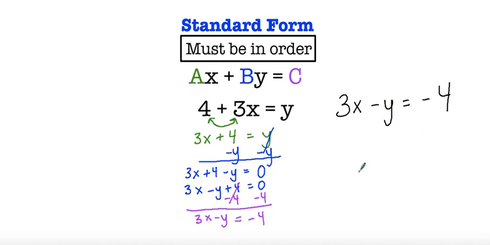You'll see here that the a in this case, our coefficient of x, is 3. And so we have minus y, which we know that the coefficient there, even though it's not written out, is -1. You don't have to write out the -1, only if you want to. So -1y is equal to, and our c is -4. Okay, so this is in standard form. So just make sure that it's in order.